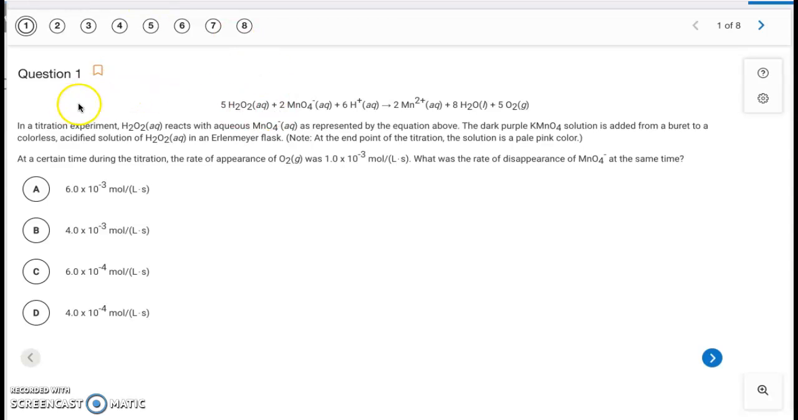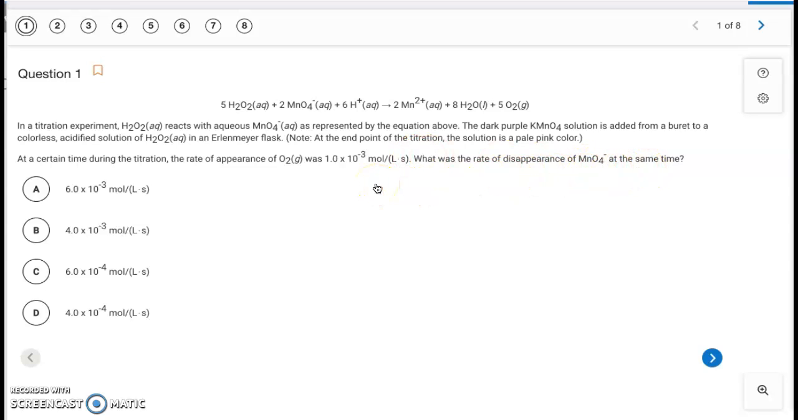All right, so here's question one. We have this balanced equation right here. It says at a certain time during the titration, the rate of appearance of O2 was 1.0 times 10 to the negative third moles per liter per second. What was the rate of disappearance of MnO4 negative at the same time?